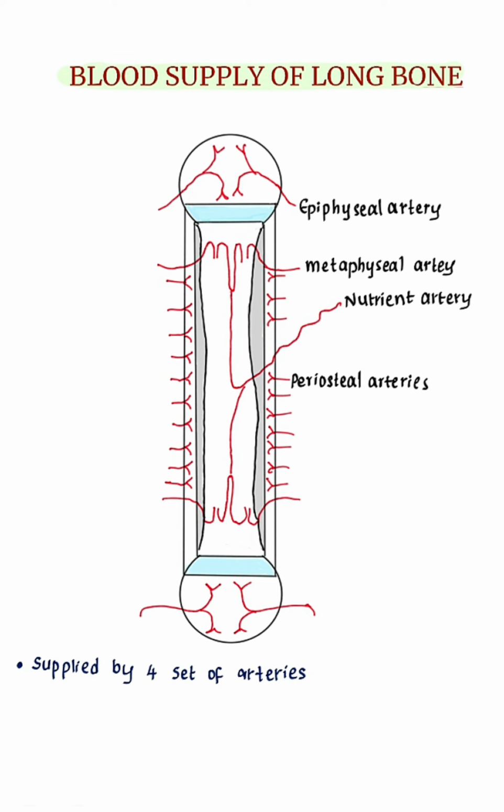Periosteal arteries. They are numerous. They ramify beneath the periosteum. They supply outer one-third of the cortex.